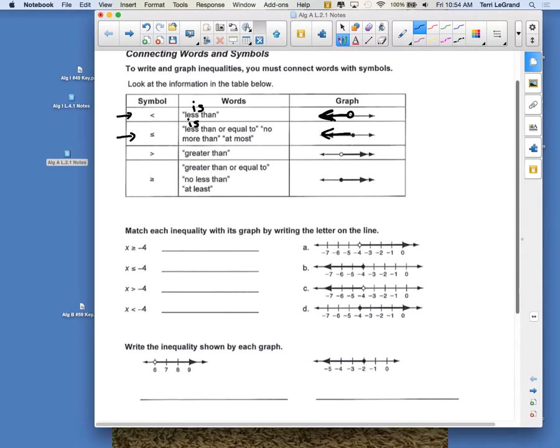Okay, and notice what's different this time. It is still shaded to the left where the numbers get smaller, but the circle is shaded in because the equal to part is there. That number is also included, okay?